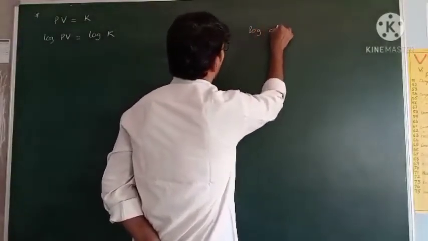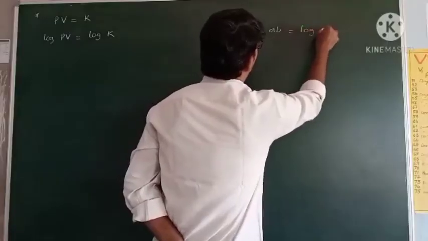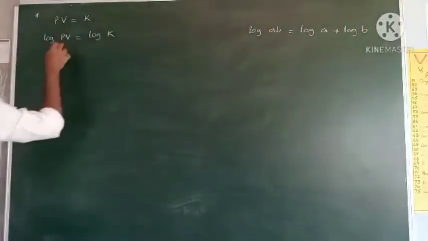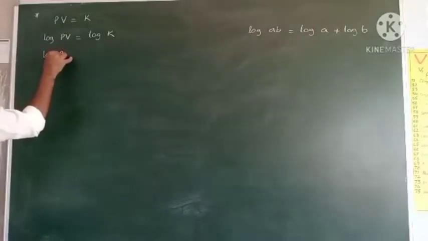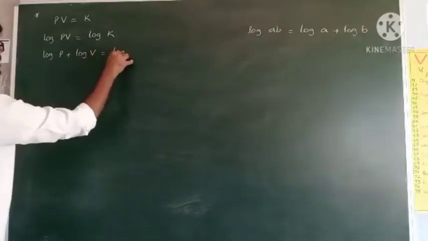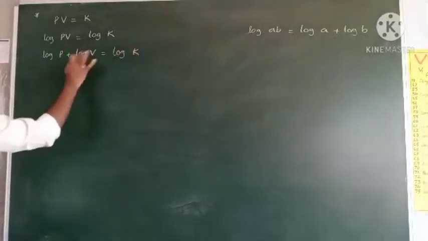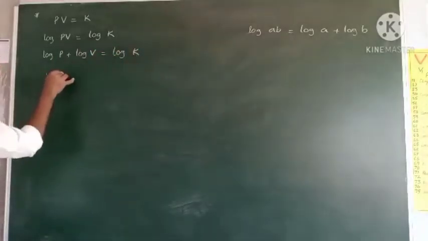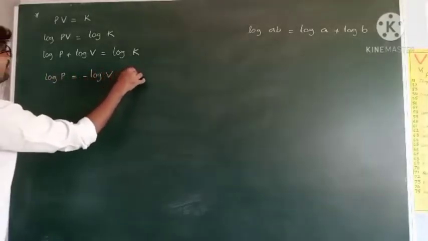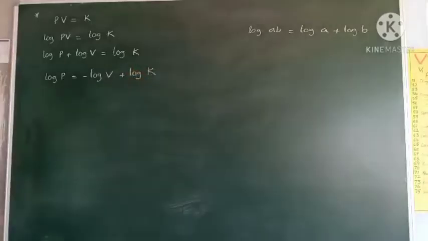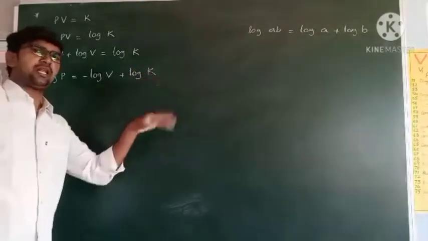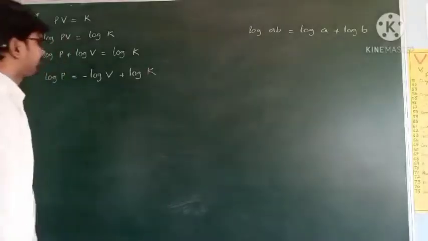Log AB is equal to log A plus log B. This is the formula. By using that formula, log PV means log P plus log V is equal to log K. This log V moves to that side: log P is equal to minus log V plus log K. Of course, log K is a constant value, because K is constant, so the logarithm of K is also constant.